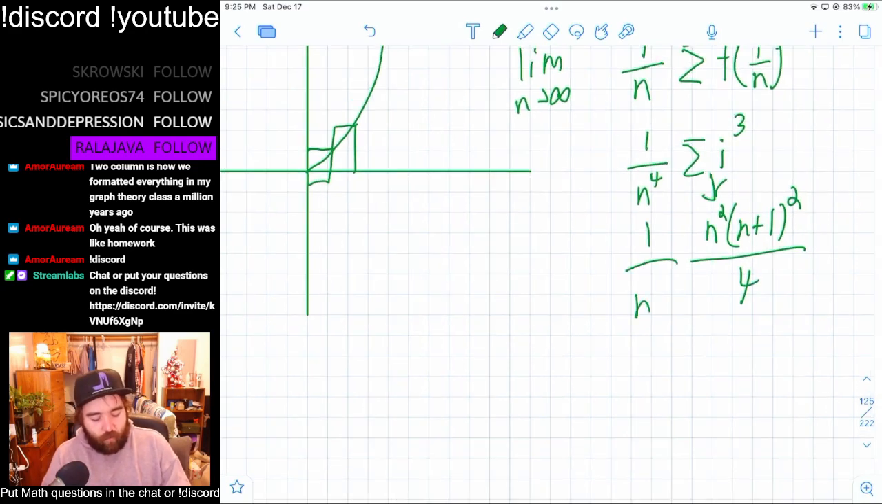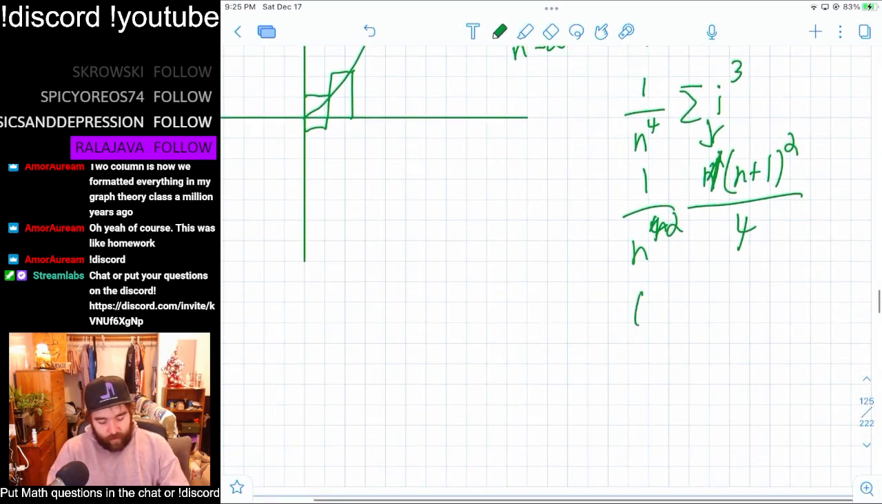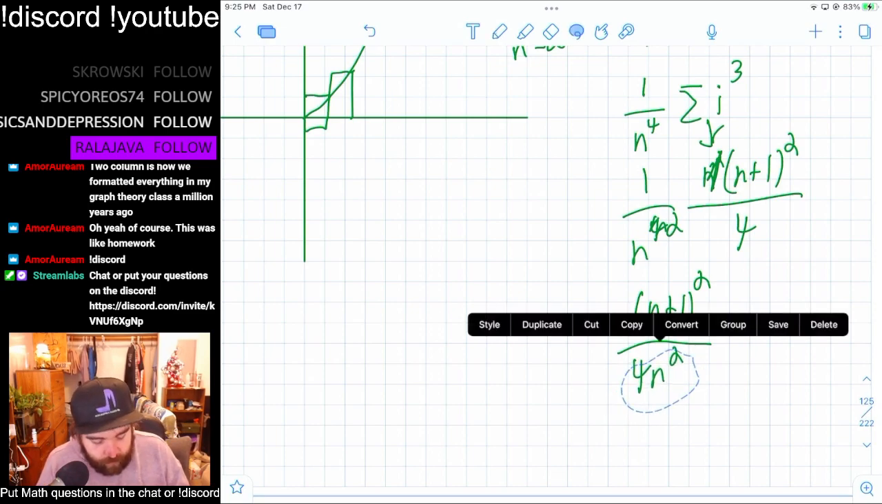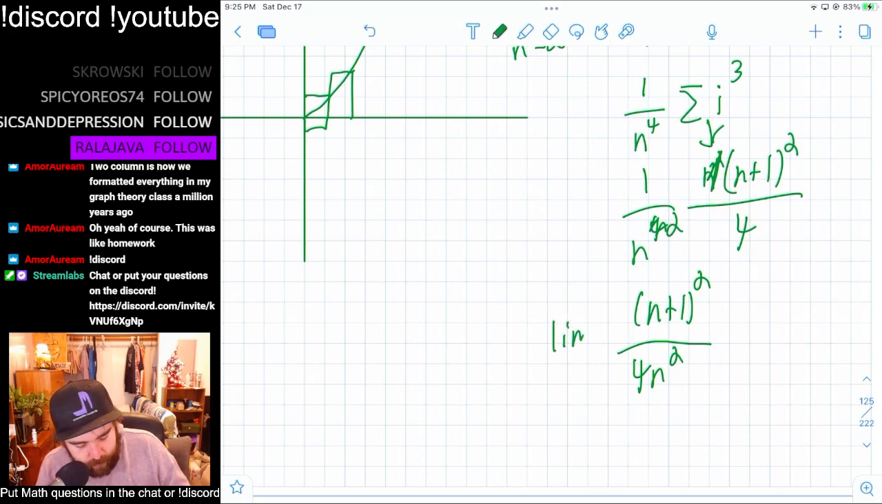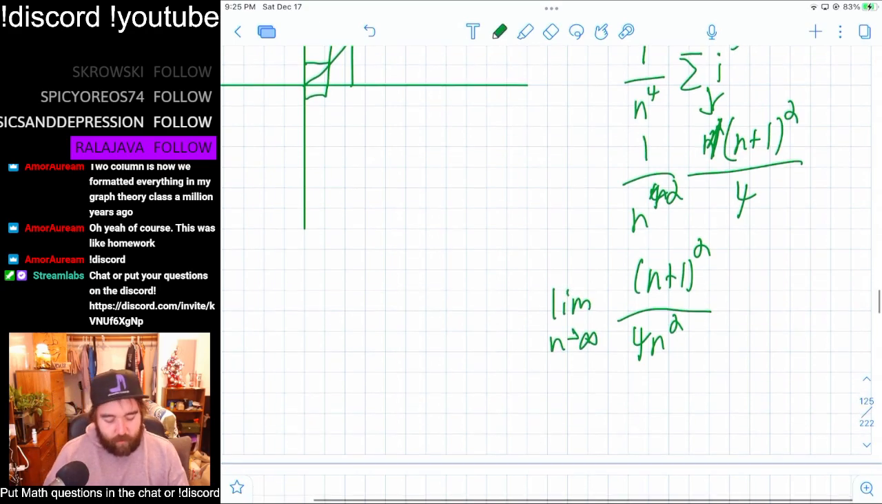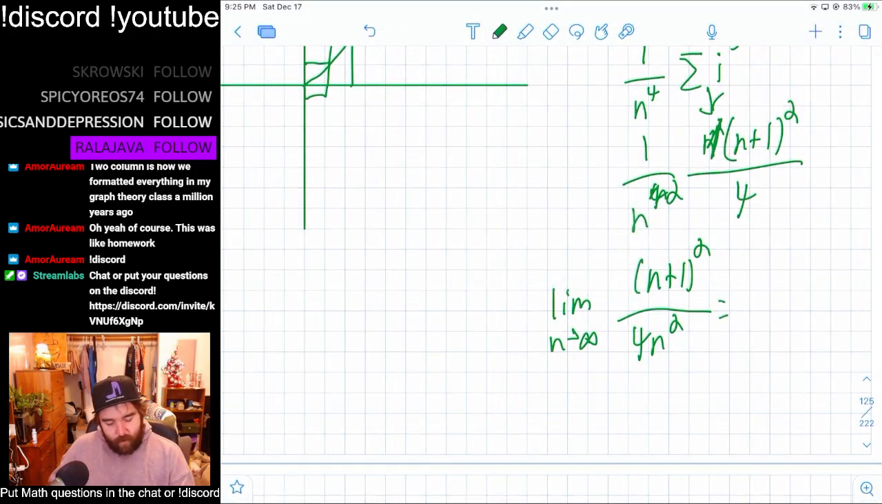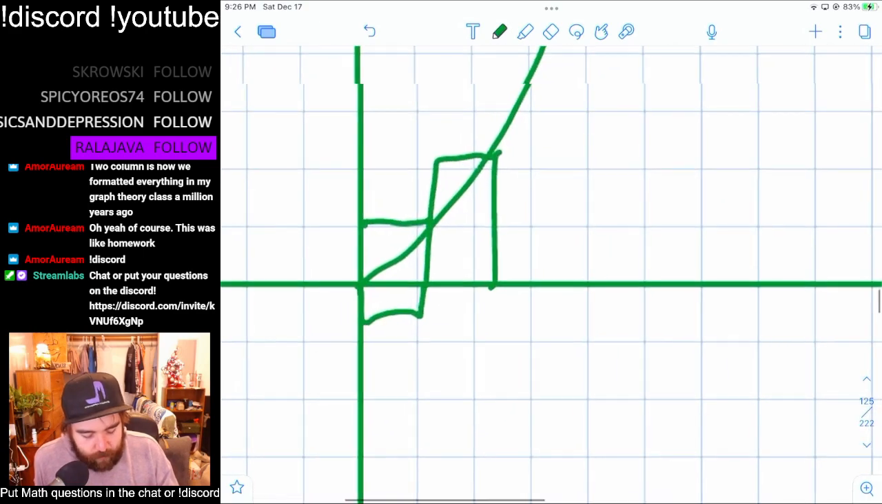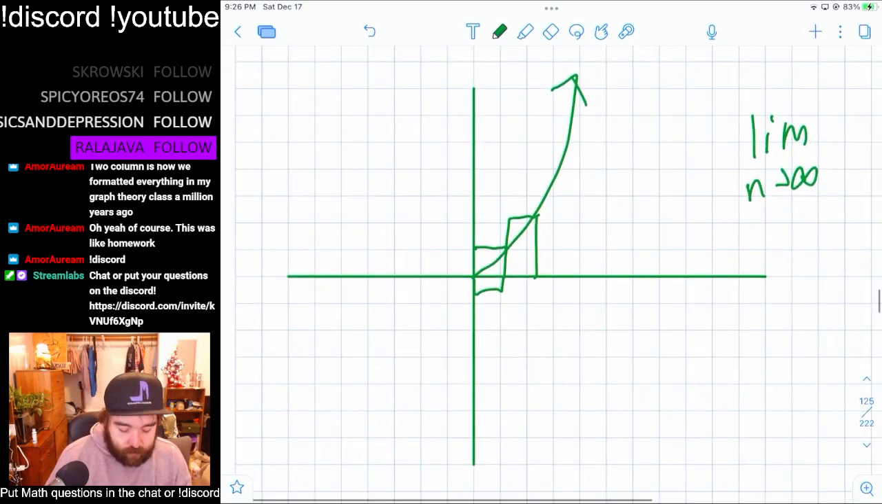And we still have the 1 over n to the 4th. So now you can just cancel. We end up with n plus 1 squared over n squared times 4 over 4n squared. And there we go. And now look at that. As we do the limit, as n approaches infinity, if we plug in infinity for n, see how you're just going to get n squared over 4n squared? So 1/4.